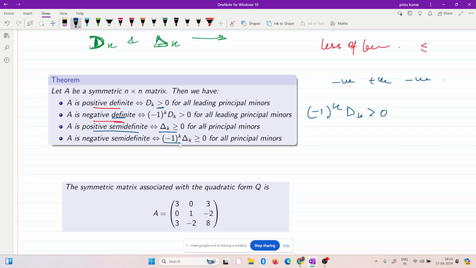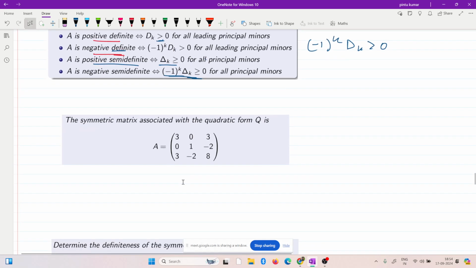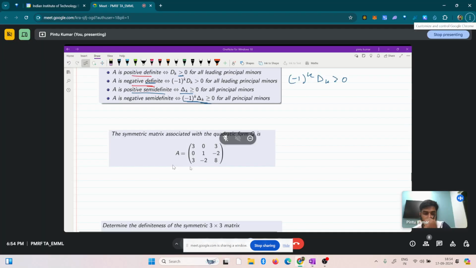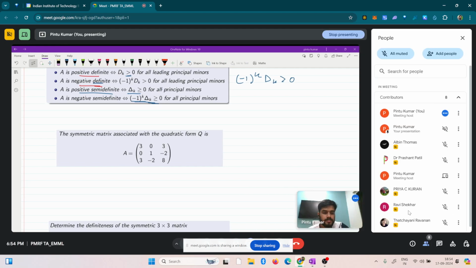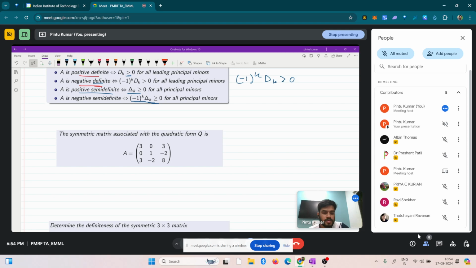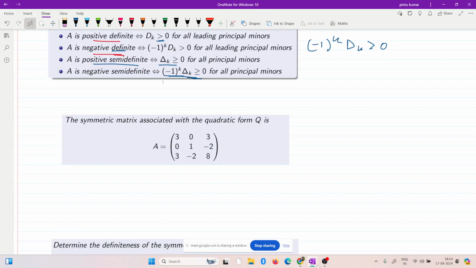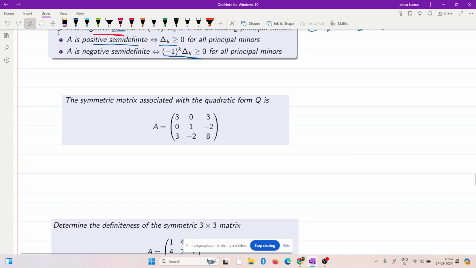A similar definition holds for negative semi-definite, again the alternating one. Any doubt in this before I solve examples based on this? Probably I'll start with the example.